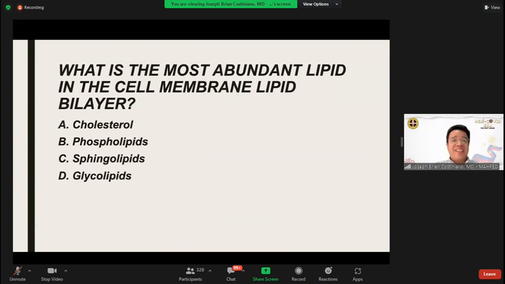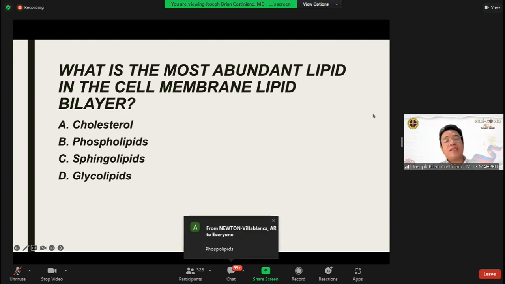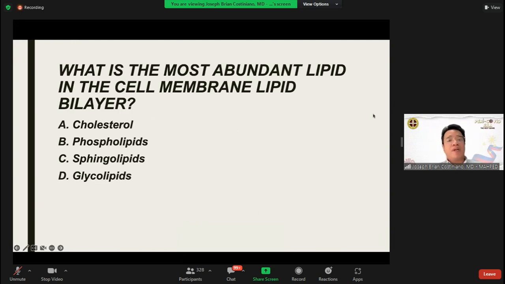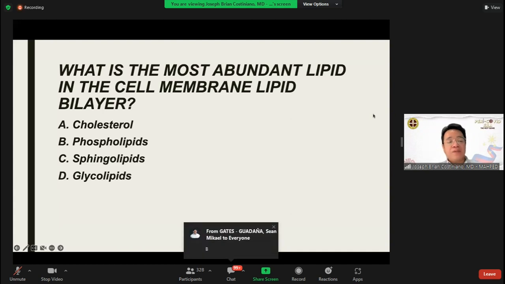Okay, so next question. What is the most abundant lipid in the cell membrane lipid bilayer? In the lipid bilayer of our cell membrane, what is the most abundant lipid found? Is it A, cholesterol, B, phospholipids, C, sphingolipids, or D, glycolipids?